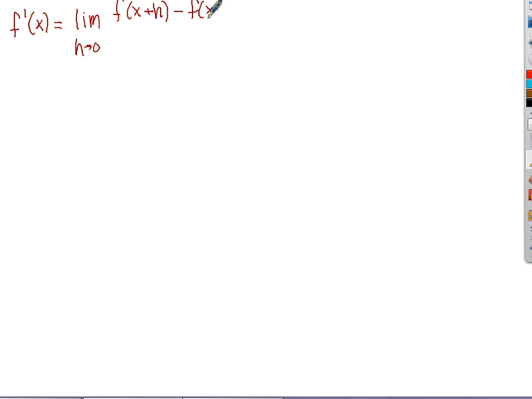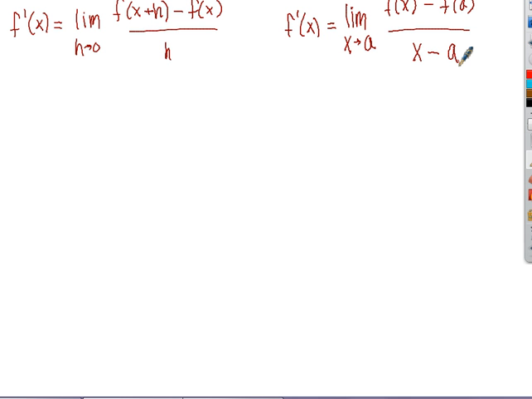Minus f of x all over h. And you should also be able to use the alternate definition, which would be the limit as x goes to a of f of x minus f of a all over x minus a. Either of those two. Is there one that you guys would prefer practicing over the other? The right side? Okay.